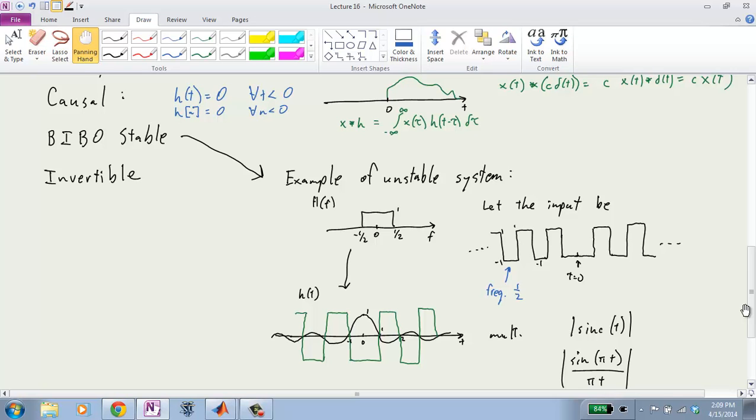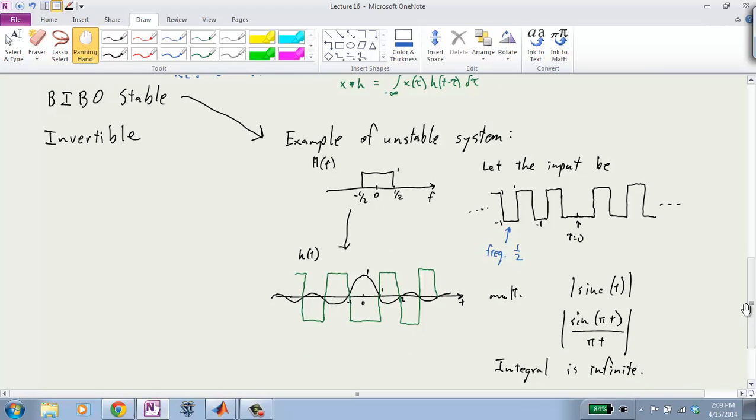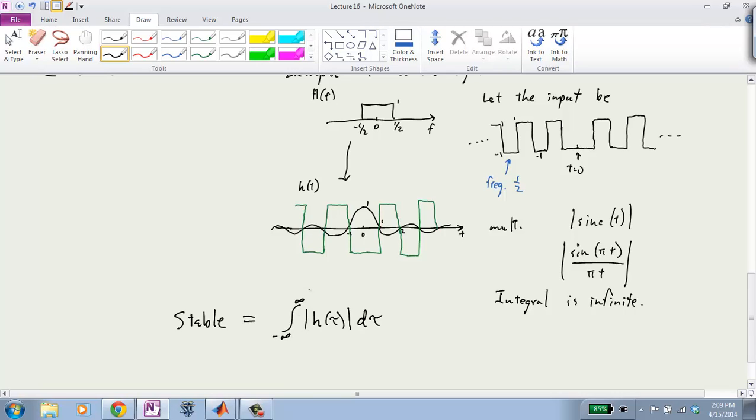Okay. Can anyone think of a way of checking whether a system is stable? Yes? Okay, so you're saying stable equals the integral of h of tau d tau. Okay, and this is called being absolutely integrable. So if the impulse response is absolutely integrable, then the system is stable. In fact, this is if and only if. Yes, this is what it takes to be BIBO stable for an LTI system.